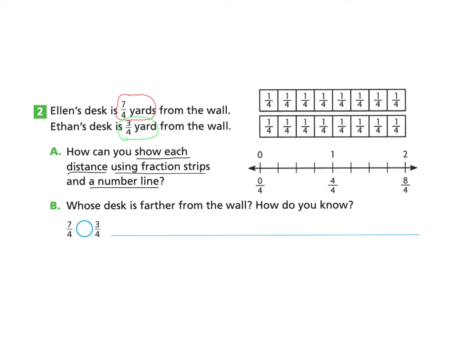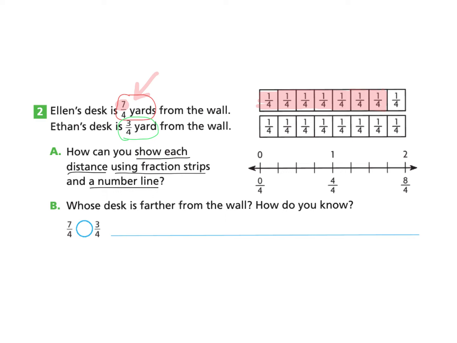First thing I'm going to do is show the fraction strips. I'm going to start with Ellen's. I see that she has 7/4 yards, and there are 1/4 sections on the fraction strip. So I'm going to look at the numerator, which is 7, and I'm going to fill in 7: 1, 2, 3, 4, 5, 6, 7 of these fraction strips to represent 7/4 for Ellen's desk. That's the distance it is away from the wall.